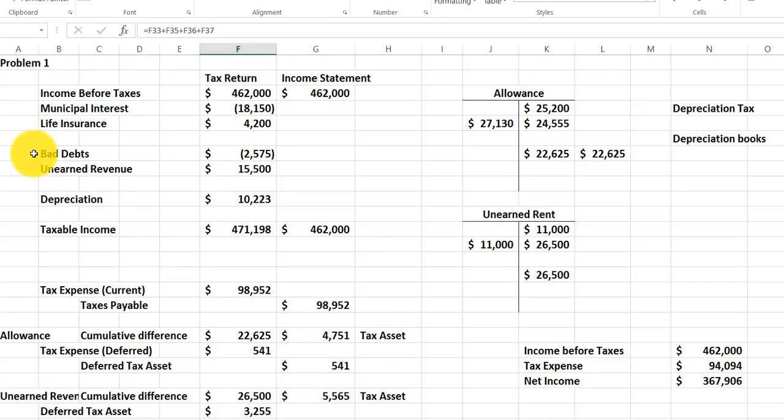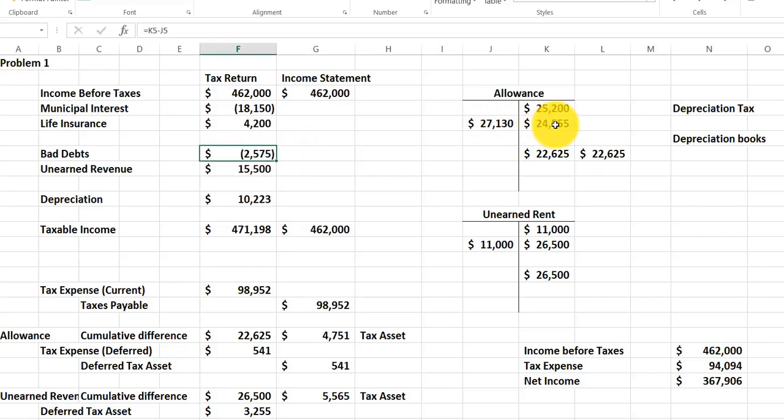So going to our Excel spreadsheet, we start with our income before taxes. We adjust for municipal interest and life insurance. We do our allowance for bad debts. This is what we ended up the year before. This is our new estimate based on the 2.5% of accounts receivable. This is our write-offs. This is the difference between those two.